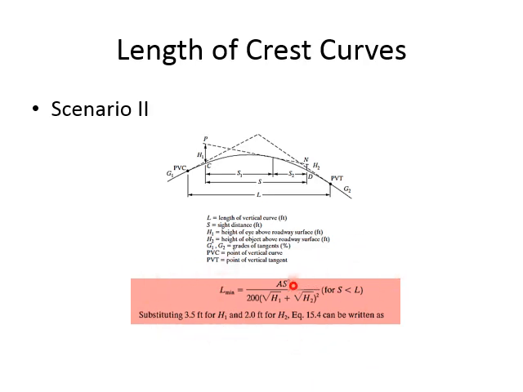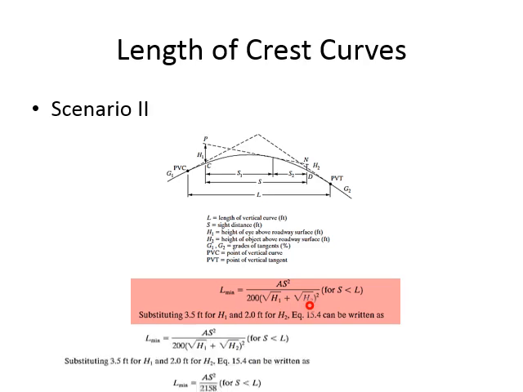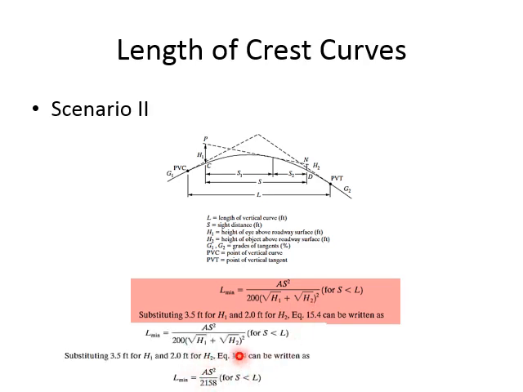Okay, so S is again the sight distance, A is the absolute difference of gradient, and H1 and H2 are the same for the driver's eye and the object height. So the equations are these. You put in H1 and H2, you get this, and then we have H1 and H2 in meters, and the final equation is this one. So you have two different equations for two different scenarios in each case.